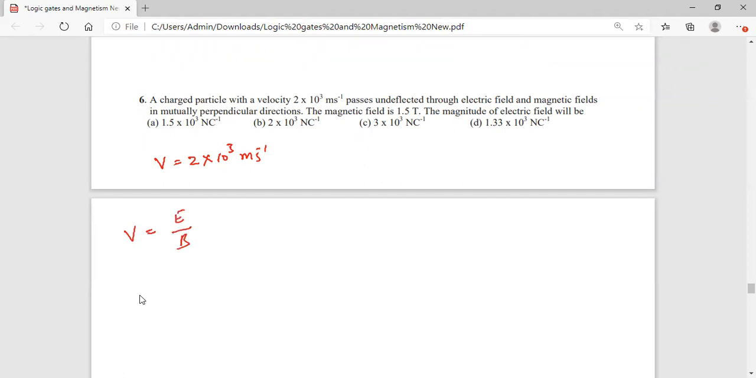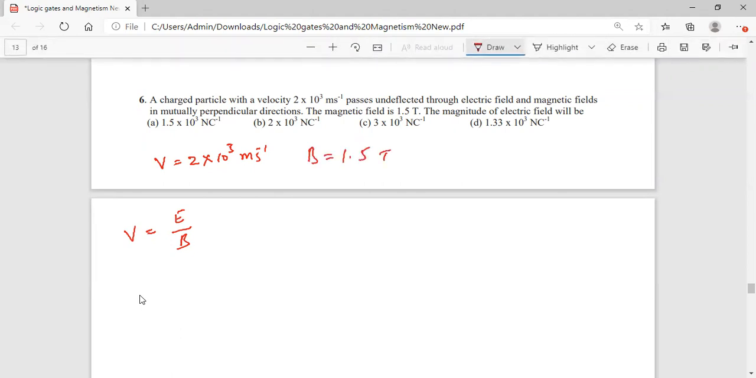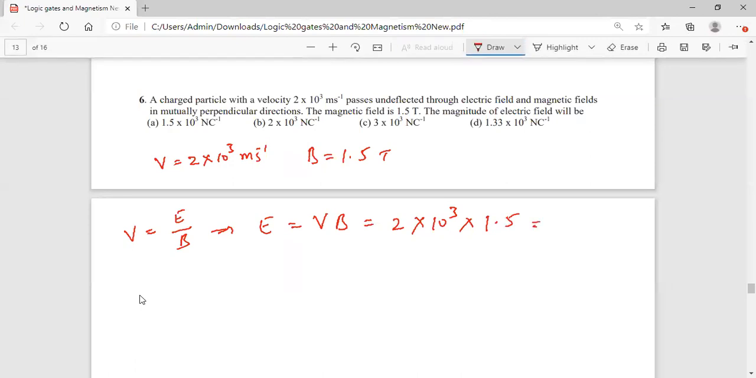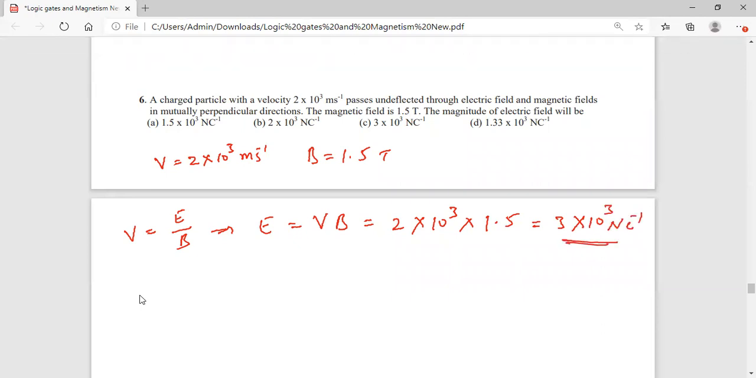The charged particle is moving without deflection, means V is equal to E by B. So V is given, 2 into 10 to the power of 3 meter per second, and B is given, 1.5 Tesla. The magnitude of the electric field you have to calculate. So E is equal to V into B. V is 2 into 10 to the power of 3 and B is 1.5. It's 3 into 10 to the power of 3 Newton per coulomb. Option C is the correct answer.